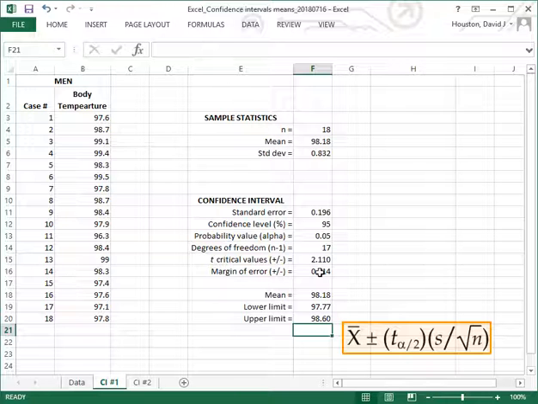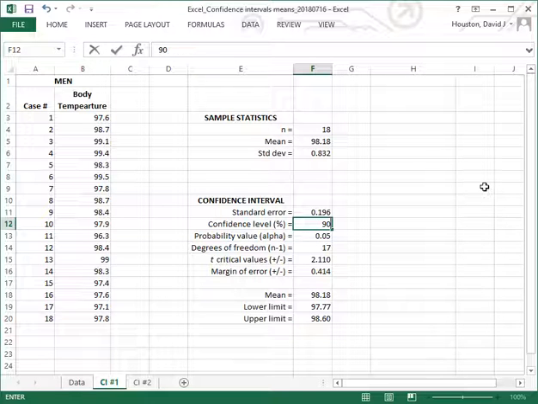And so we see then the 95% level, the confidence interval around the sample mean of 98.18 is 97.77 up to 98.60. Now we can also then go in and change the confidence level if we so choose to 90% confidence level or 99% confidence level. Those are the standard ones. I'll go back to 95% for our example right here. So this is a fairly flexible spreadsheet for finding different confidence intervals regardless of the confidence level we're using.